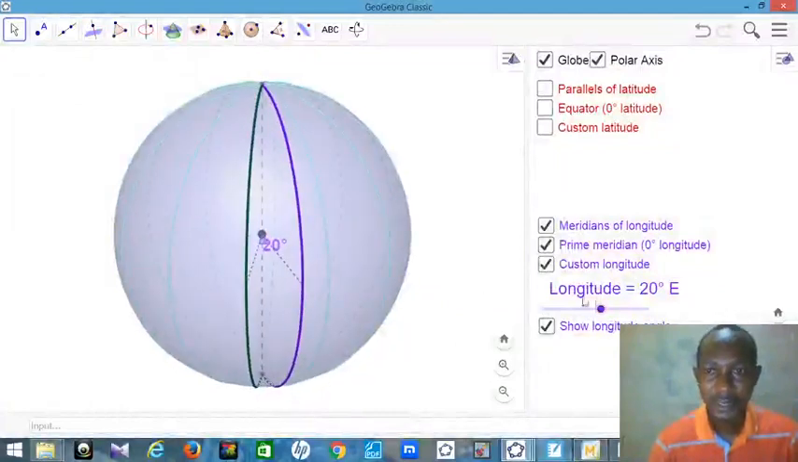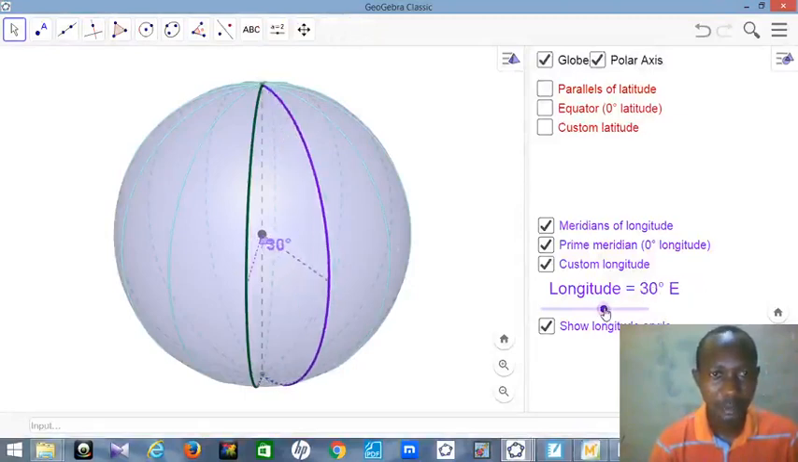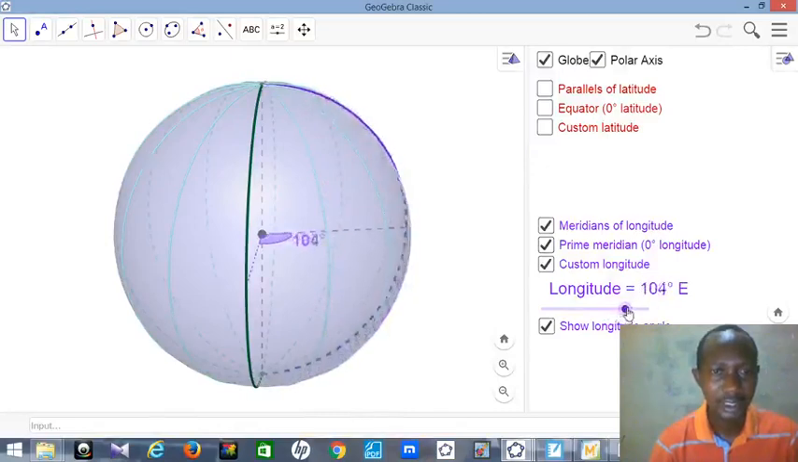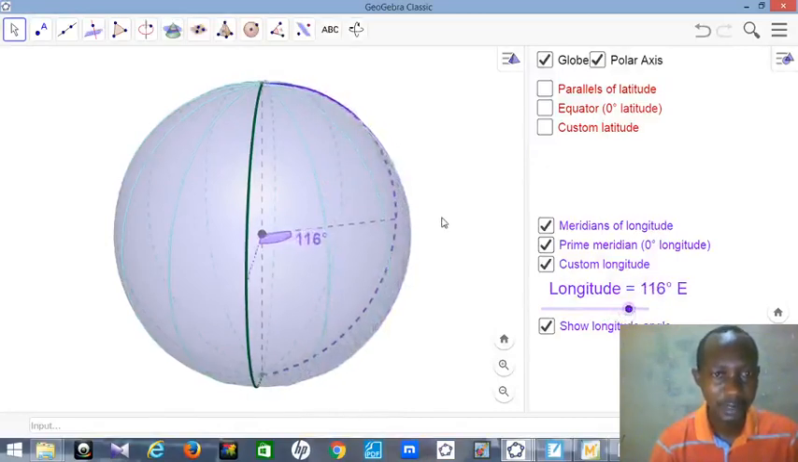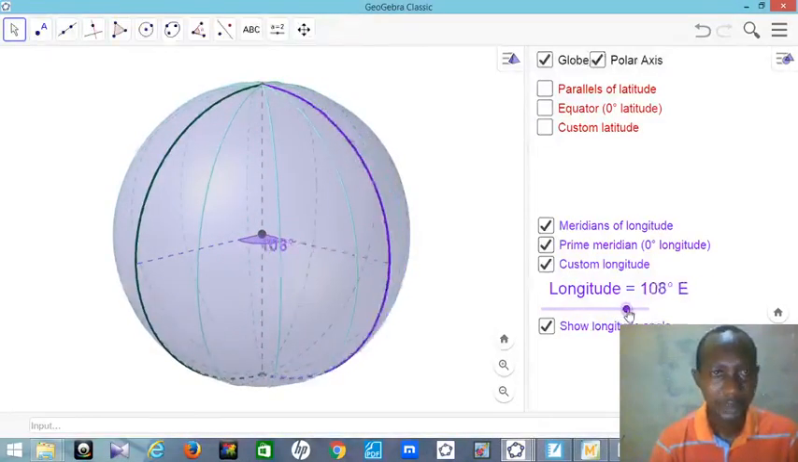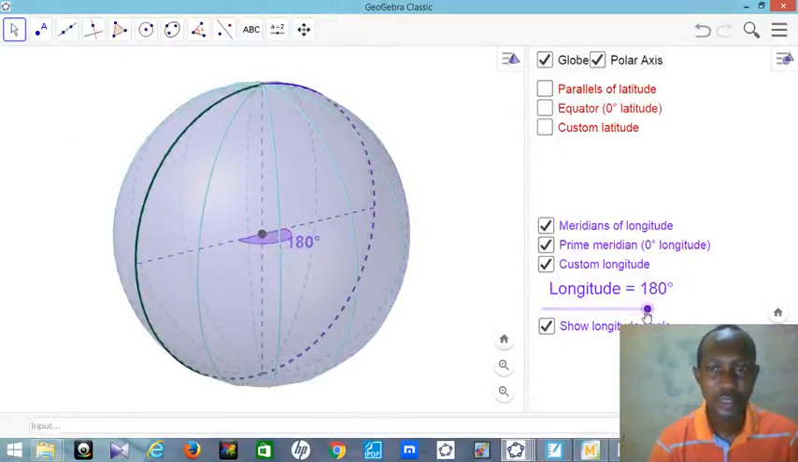So when they say the longitude is 20 degrees east, all they want you to do is locate your prime meridian, which is your 0 degree. Then from this point, you move 20 degrees towards the east. That's what has just happened here. You can see how we move 30 degrees, 32, see, 76 degrees east. You can see it's going backward. Let me turn it so that you can see it. You can see it keeps going. It will continue till you get to 180. It will now be opposite to the prime meridian.